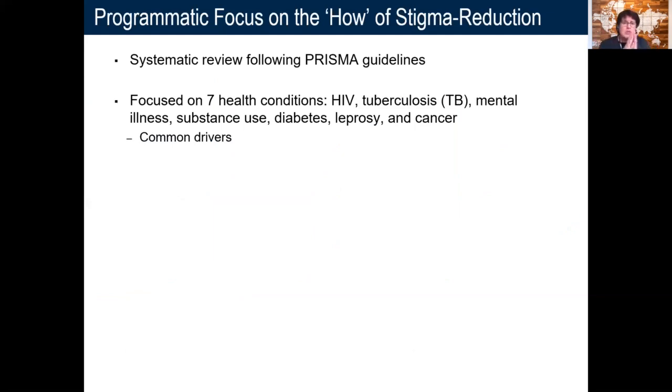So our focus was really on the how of stigma, and we did this through a systematic review following PRISMA guidelines. And we focused on 7 health conditions. This was HIV, tuberculosis, mental illness, substance use, diabetes, leprosy, and cancer. And we focused on these conditions because of their common drivers. So what are the things that we can really chip away at to change that stigma, which I'll talk about a little bit in the next slide to show you why we ended up with these 7 conditions.